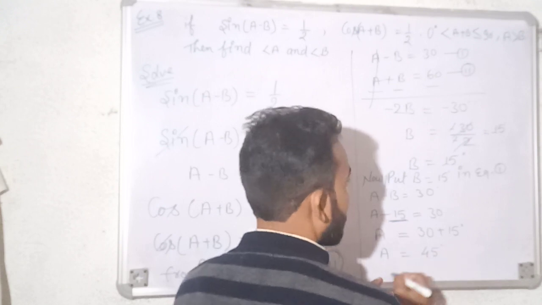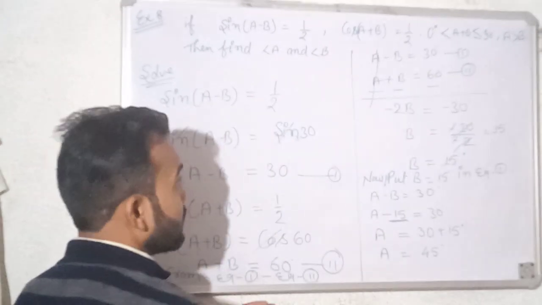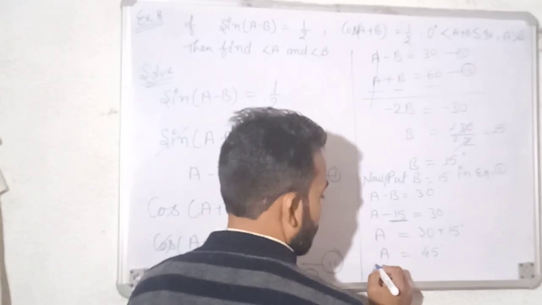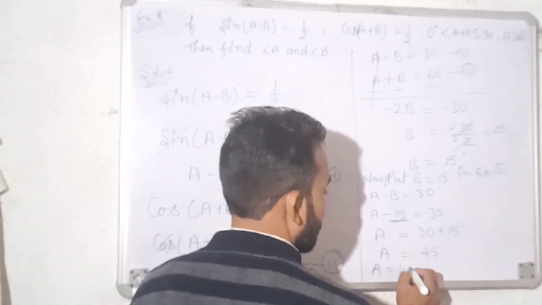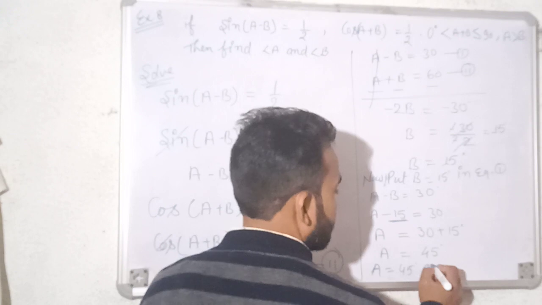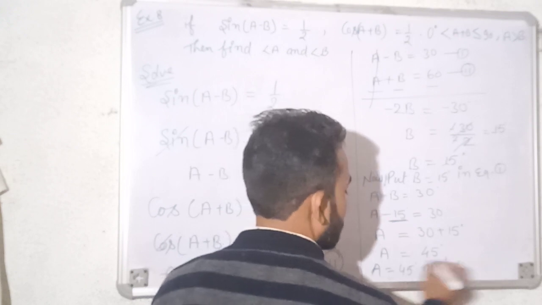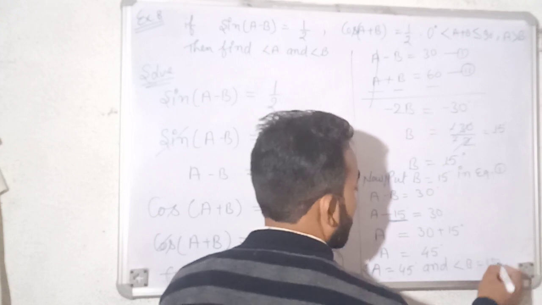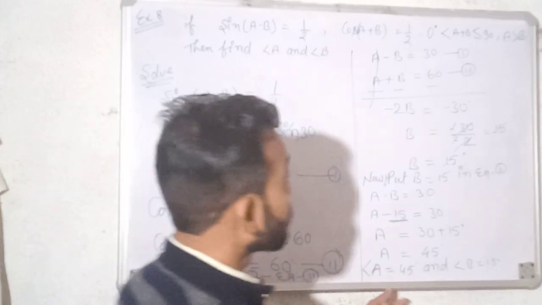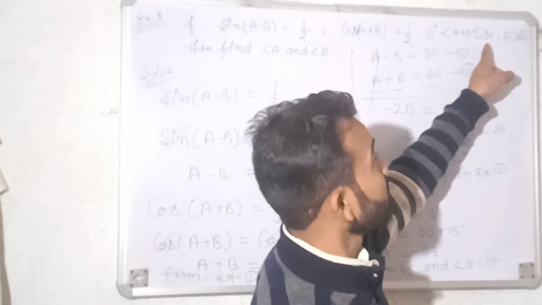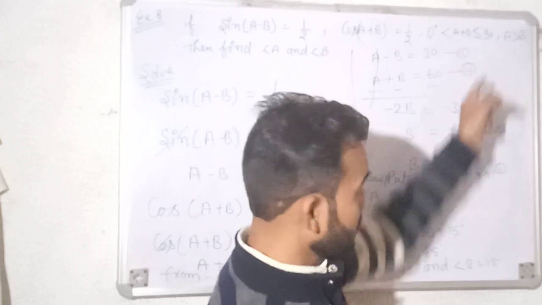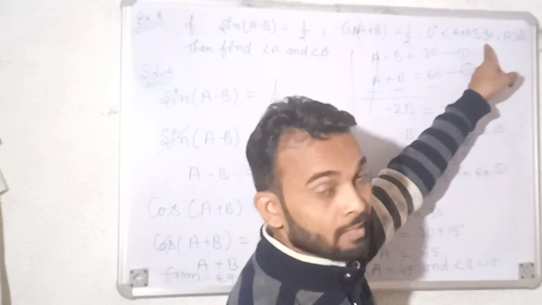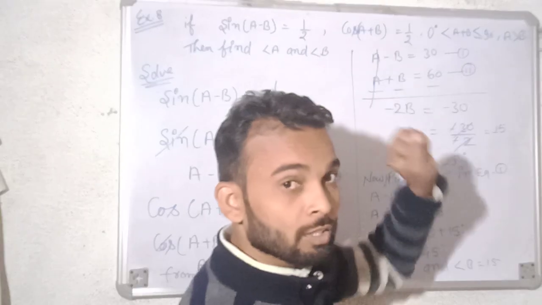So we have got angle A is equal to 45 degree and angle B is equal to 15 degree, and both are less than or equal to 90. Both are less than 90 and greater than 0.